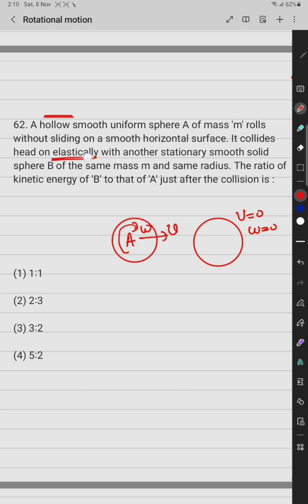Now this collision is elastic, it collides head-on elastically. It means what is the kinetic energy? Rotational and translatory both are present. Translatory kinetic energy is, suppose, half mv square. Then rotational kinetic energy is half I omega square, and I is 2 by 3 mr square. Therefore that is 2 by 3 times half mv square.